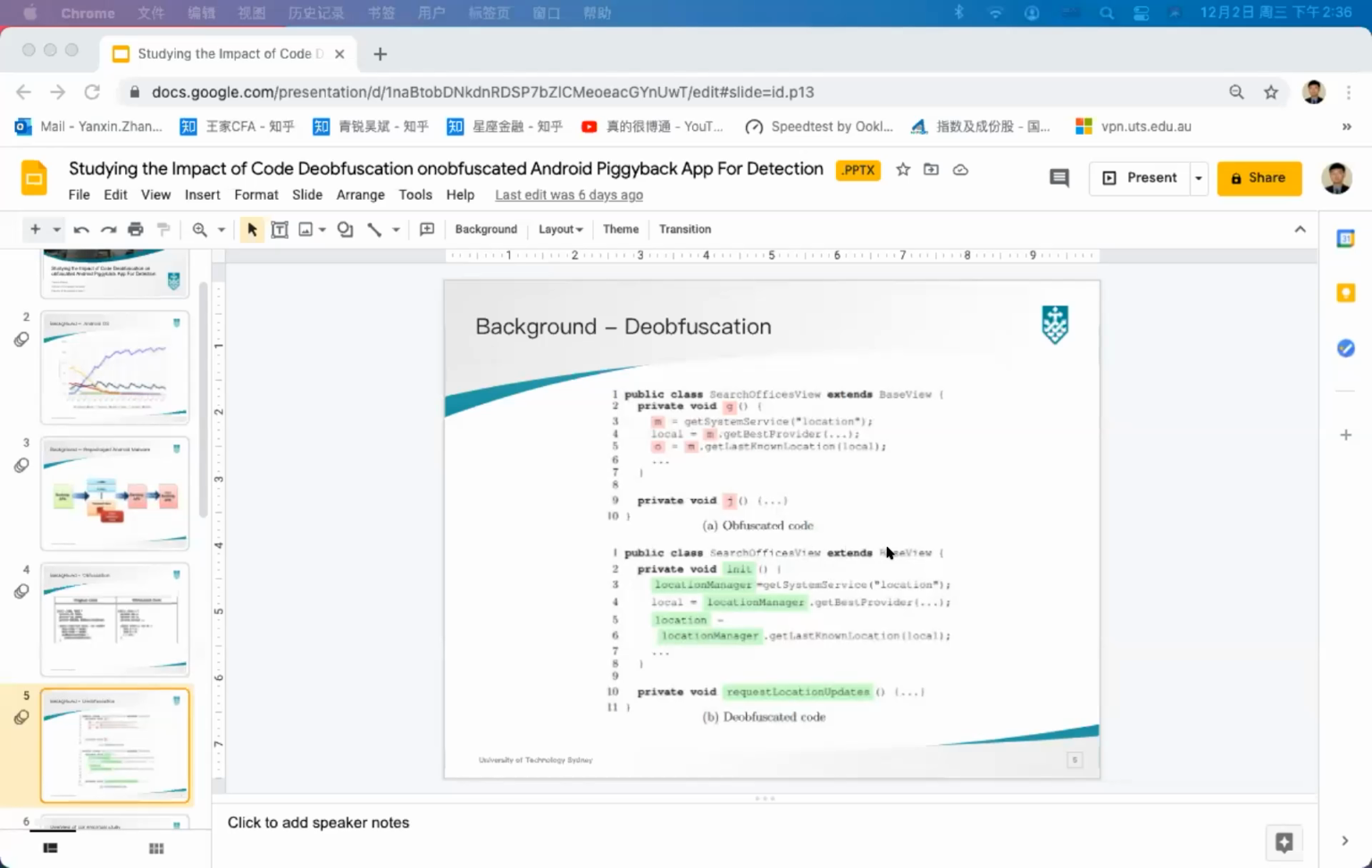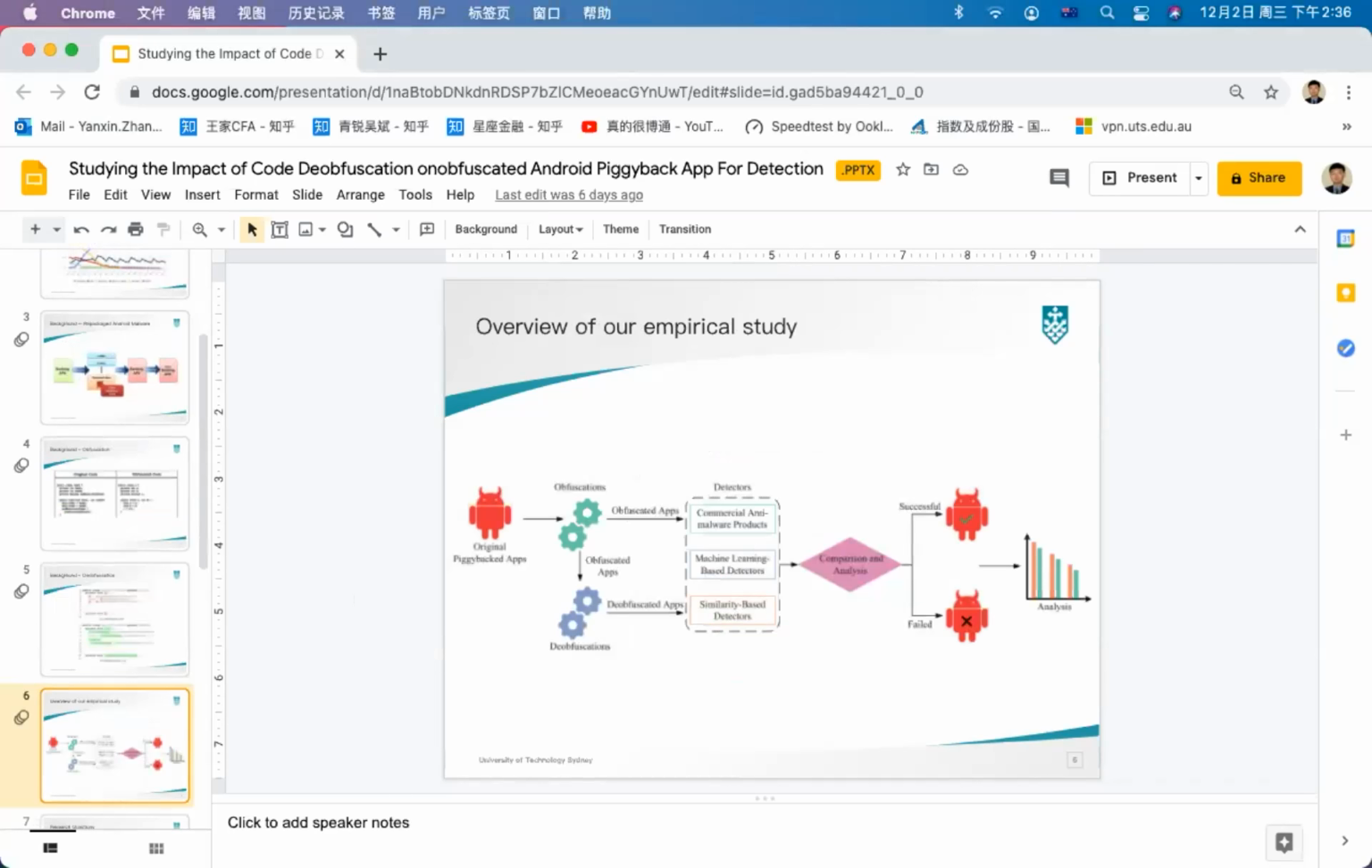really help to detect obfuscated Android malware? So basically, this is a question. We would like to make it clear, so we conducted a study to figure out whether this advanced deobfuscation tool will help the antivirus engines improve their efficiency against obfuscated Android malware. And here is how we do it. Here is the overview of our empirical study.